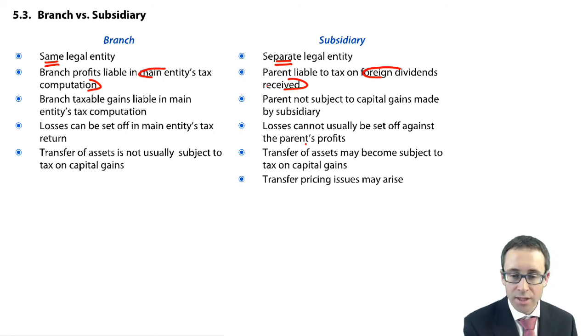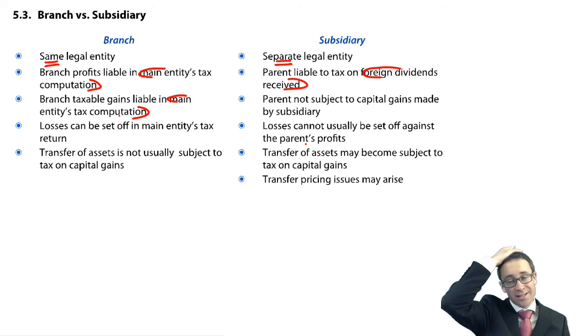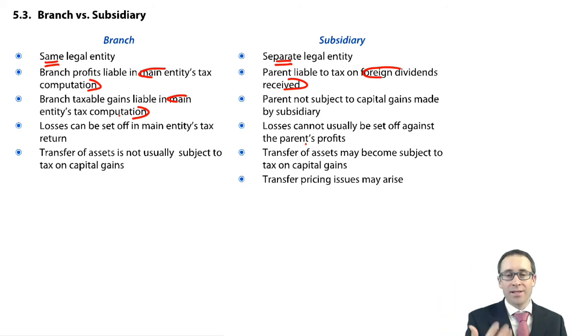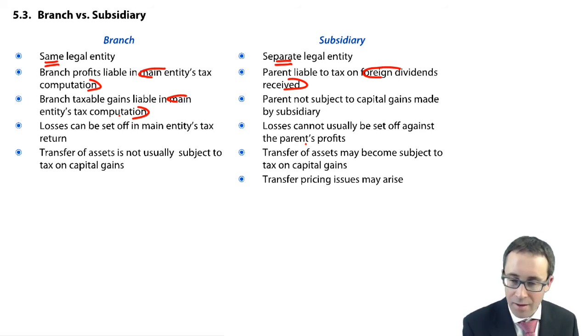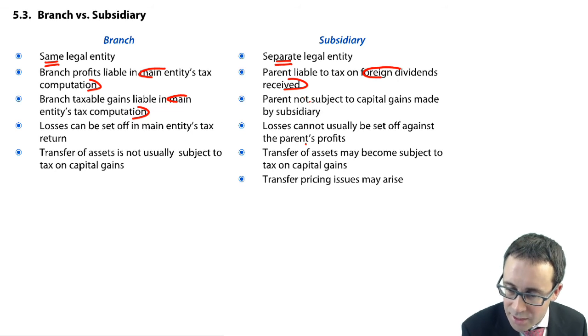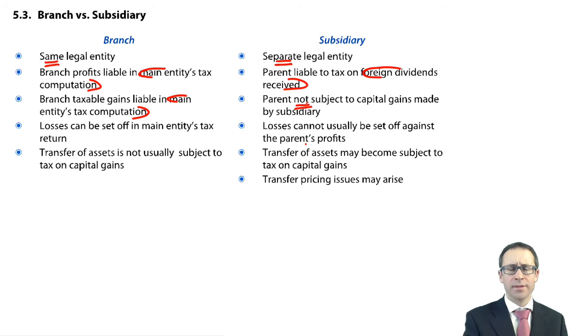If you have a branch, your gains are again liable in the main tax computation. So if you're selling assets, it might not be an idea to set it up as a branch, might it? Because if you make a gain, it's going to be taxed back in your domestic residence. However, your subsidiary is not subject to capital gains made by the subsidiary.